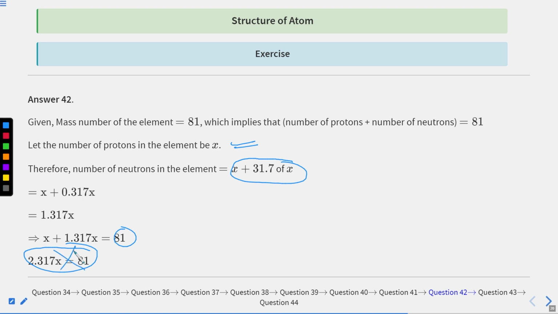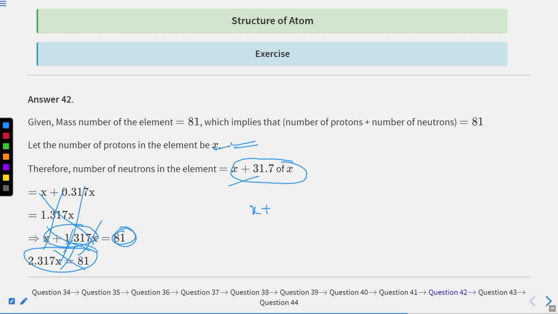So this is wrongly written. We cannot write in this way, it is wrong. We have to add both of these, because mass number is equal to number of protons plus number of neutrons. They have equated the number of neutrons alone with the mass number. We cannot do that.